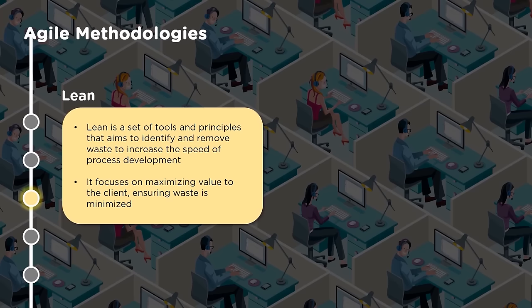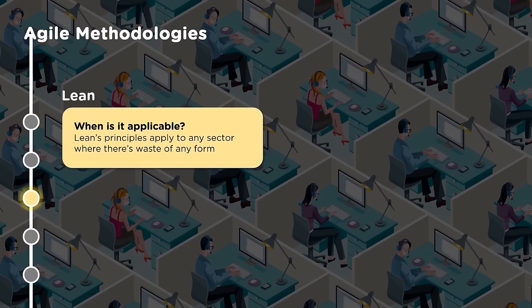So now when is it applicable? Lean principles apply to any sector where there is waste of any form. So it can be applied easily. One needs to know that, so that effort can be put in with the objective to accomplish your ability to move faster, your ability to create a product which is more efficient. Only then can you achieve it. The effective results can happen only when there are lesser delays or lesser waste, non-valuing activities. That needs to be understood and eliminated.